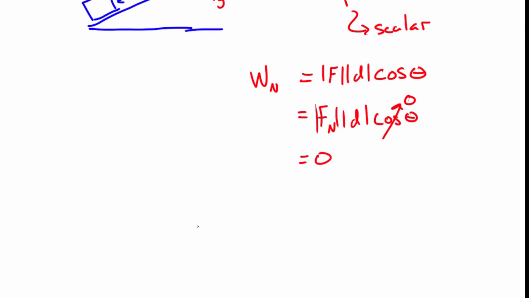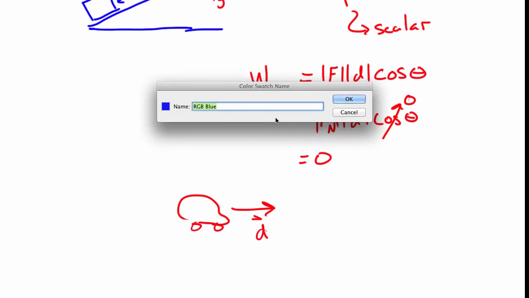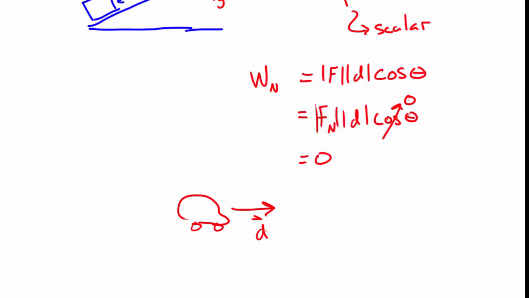in our car example, where we had a displacement to the right, but a force to the left, the force due to the brakes to the left, I told you that the work done by the brakes was negative. Does that make sense? So the work done by the brakes in that example is equal to the force due to the brakes times d, the magnitude of d, times cosine of theta.